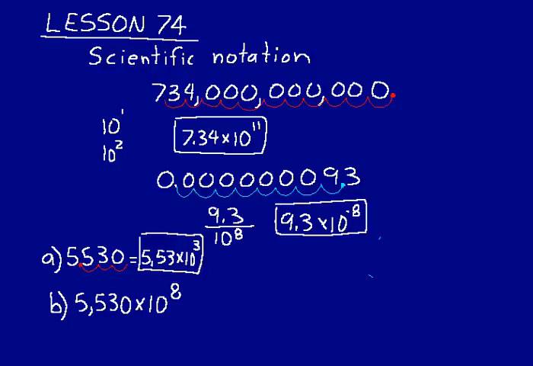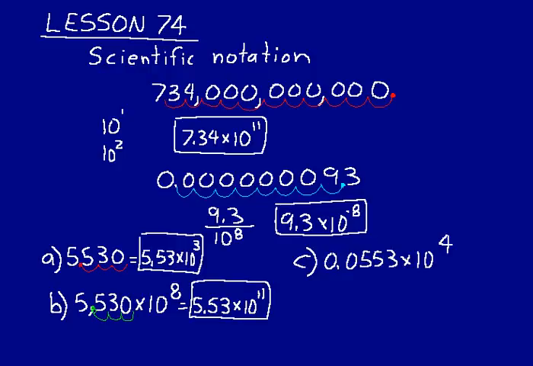And so that means you need to move it over 1, 2, 3. And it needs to go right there. So if we move it over 3, we just add 3 to the existing power of 10. And so that would be 5.53 times 10 to the 11th. So that's how you would write that.